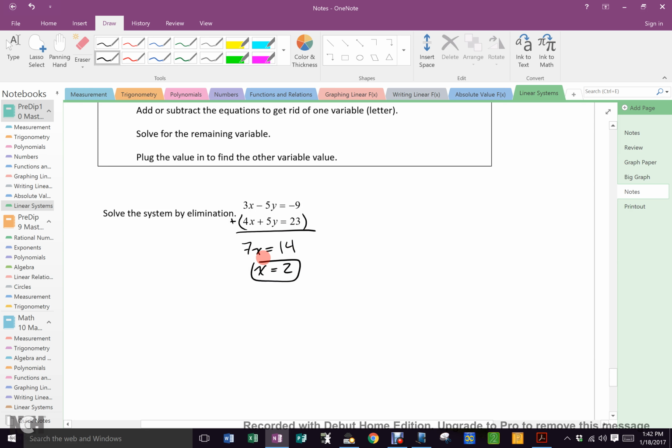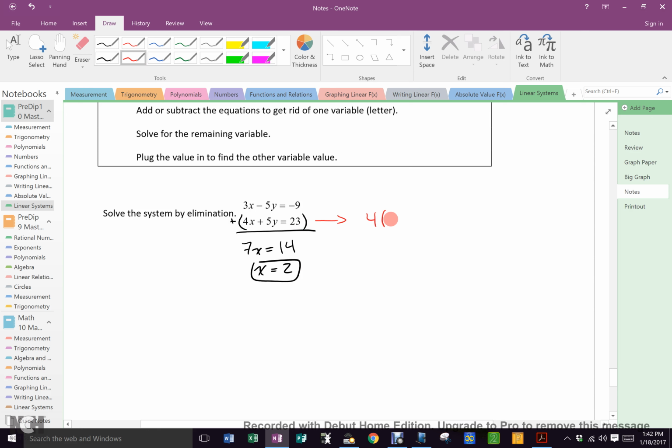2. Now, what can I do with this x? Into which equation, Patricia? Do you think it matters? Of course not. It doesn't matter which one you want to use. So, I'm going to use the bottom one because there's no negatives. So this bottom one becomes what?